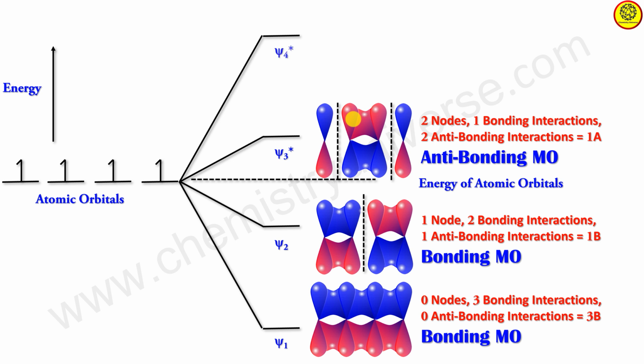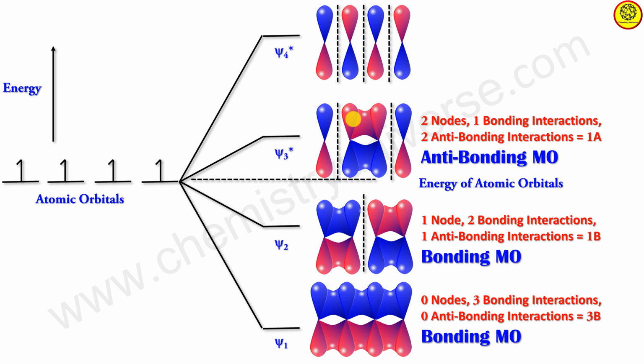And the topmost, there is no bonding at all. Everything is out of phase. So node 1, node 2, node 3, 0 bonding and 3 antibonding. So the net is 3 antibonding.